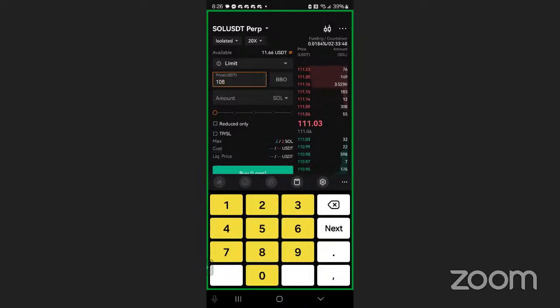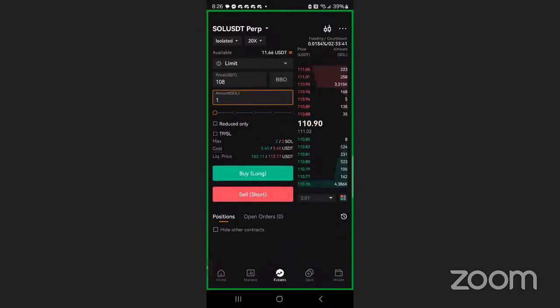108. The amount sold, 1. Right? I want to buy long, 1 sold, when the price hits 108. If I push this button, well, I don't have enough money to actually push it, but if I was to push this button now, it wouldn't take the trade at this moment. It'll put the trade in queue, meaning the trade is invalid unless price goes down to 108. If price never drops down to 108, I never get in the trade, right? So that's one way of using the limit.